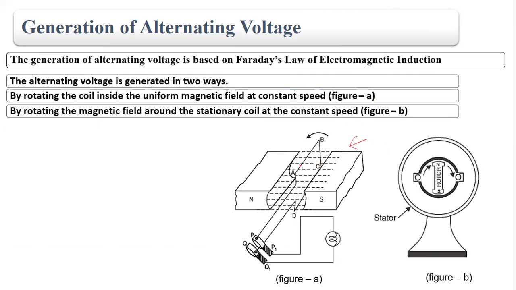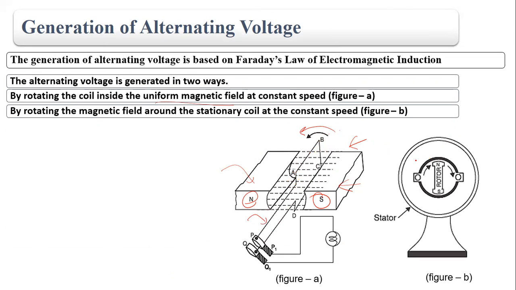In this you can see you have static permanent magnets. These permanent magnets are producing a uniform magnetic field, which is stationary, and within this static magnetic field we have a coil which is rotating in a particular direction with a constant angular velocity. So we will have a certain EMF induced on this particular conductor.